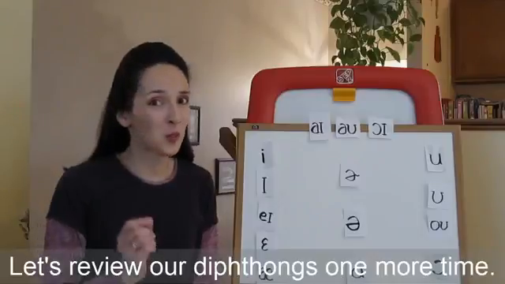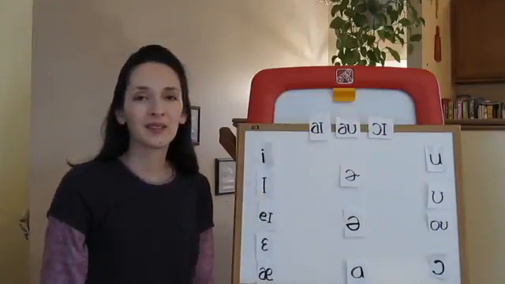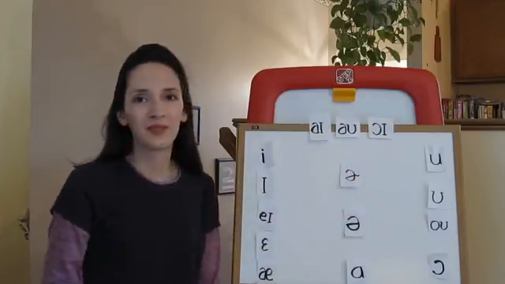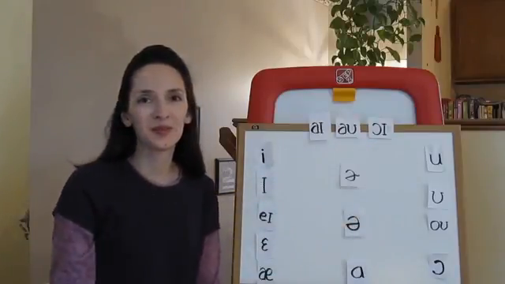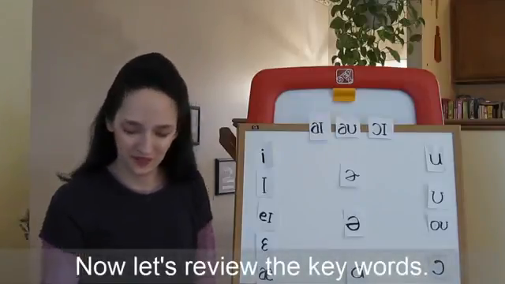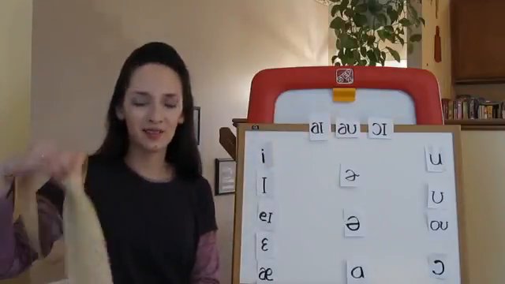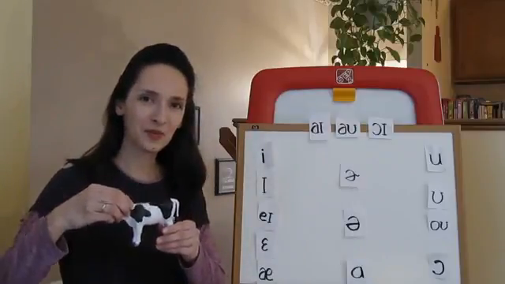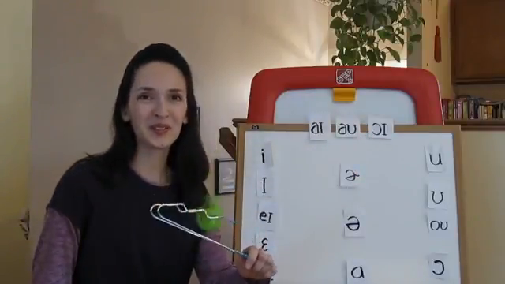Let's review our diphthongs one more time. Repeat after me. I, ow, oi. Now let's review the key words. I, tie, ow, cow, oi, toy.